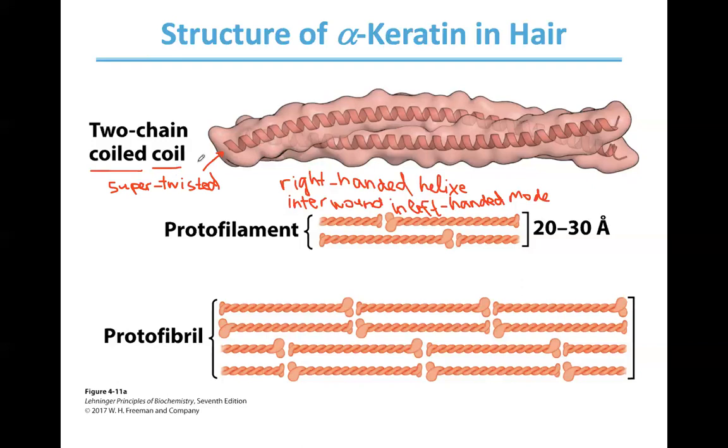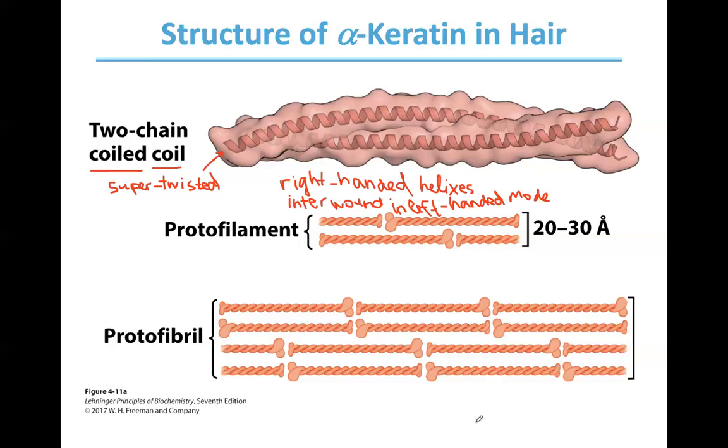Right? So you can see if you look in this direction, or it doesn't matter which direction you look, it's going to be the same. Direction of propagation along the helix is going to be clockwise. So it's going to be right-handed helices interwound in left-handed mode. Right, and then basically these aggregate together to form protofilaments, protofibrils, and eventually intermediate filaments.